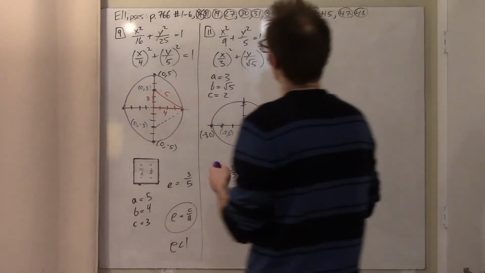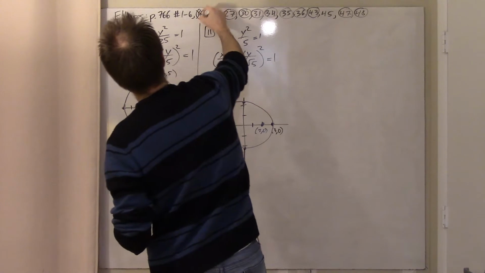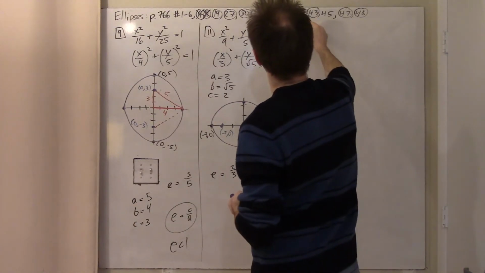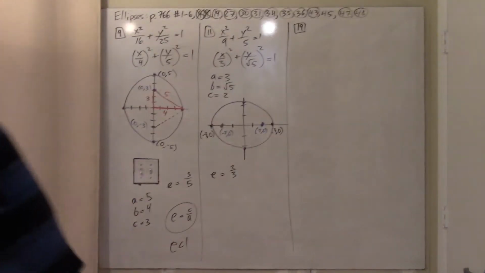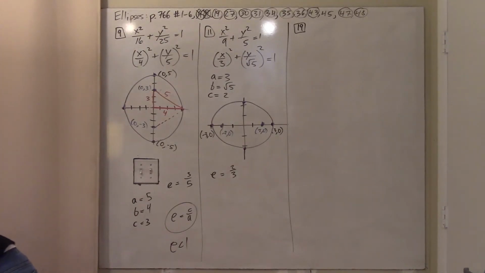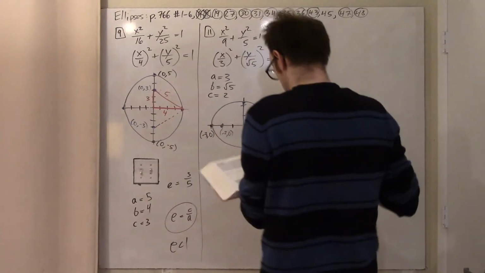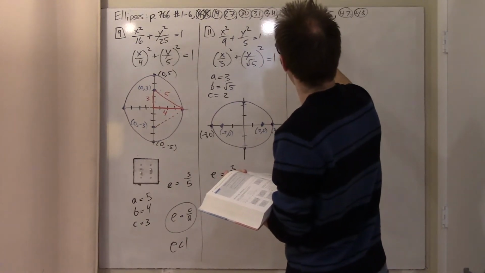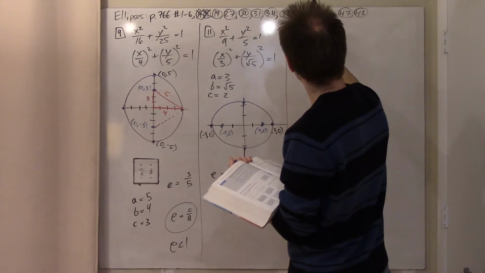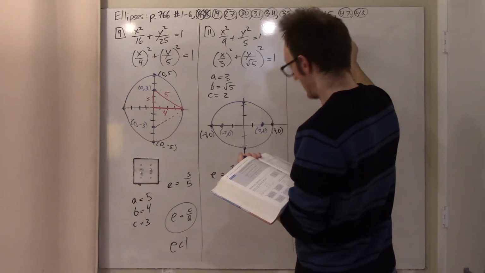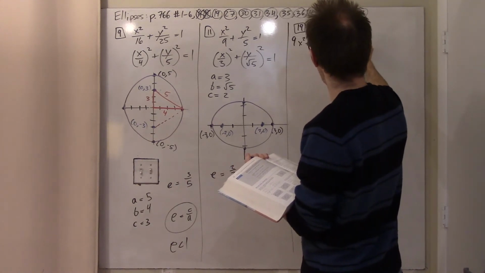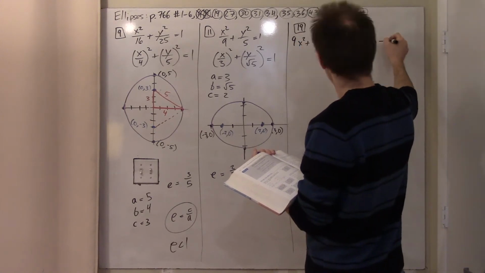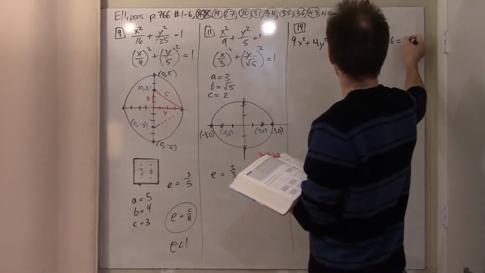Okay, so these were very easy, basically. Let's do one that's a little bit harder. Is it even harder? Let's find out. Number 19. Well, it's a little bit harder because there's some algebra to do. So let's go: 9x squared plus 4y squared plus 36x minus 24y plus 36 equals 0.